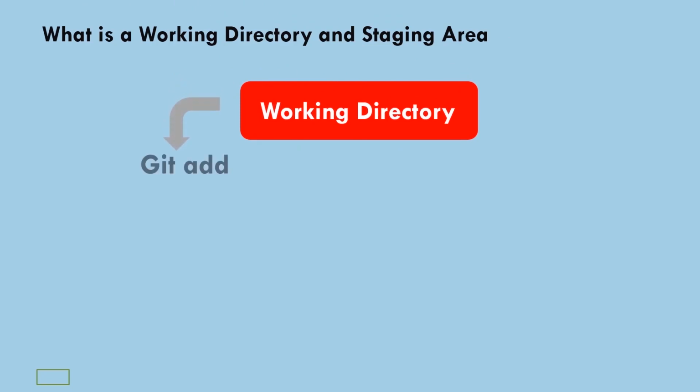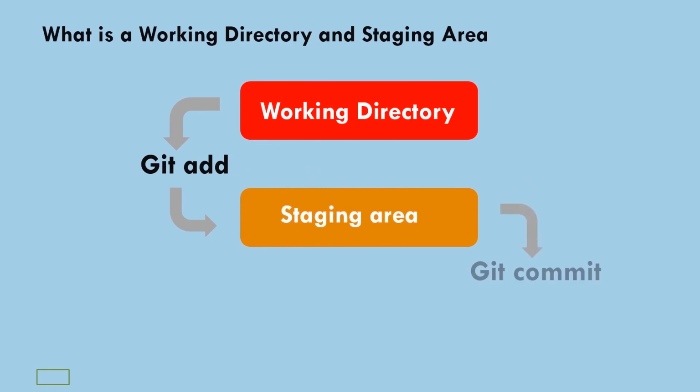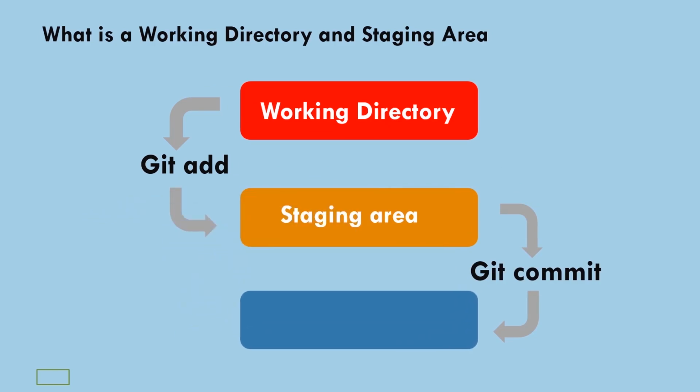First, you modify a file in the working directory. Second, you add these files to the staging area. Third, you perform the commit operation that moves the files from the staging area. After the push operation, it stores the changes permanently to the Git repository.